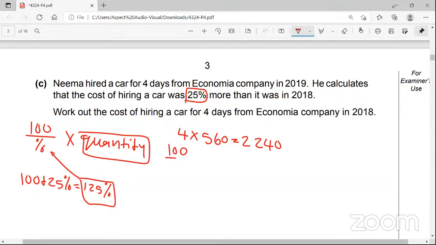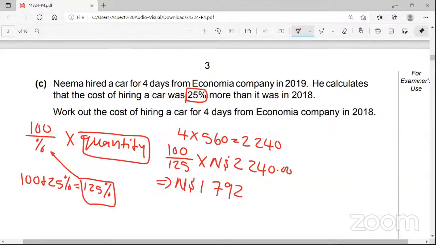Therefore, the amount that that person paid in 2018 is 100 over 125 multiplying the quantity. What is the quantity? It's 2,240. Okay. So what will you get? 1,792 on the dot. All right. So basically, that's actually it.